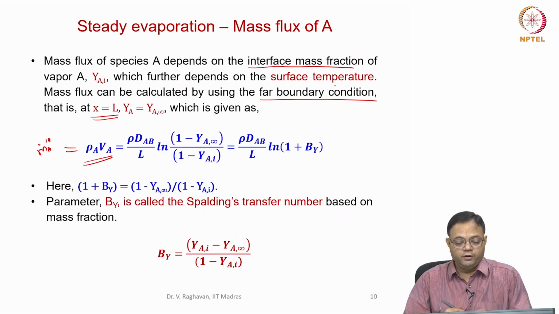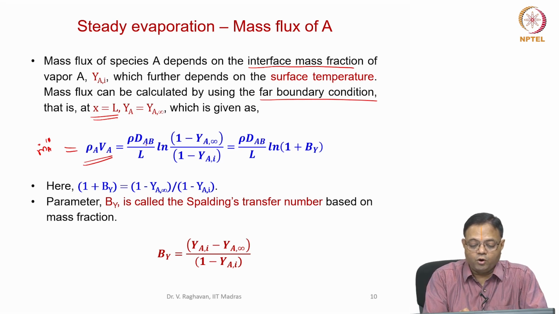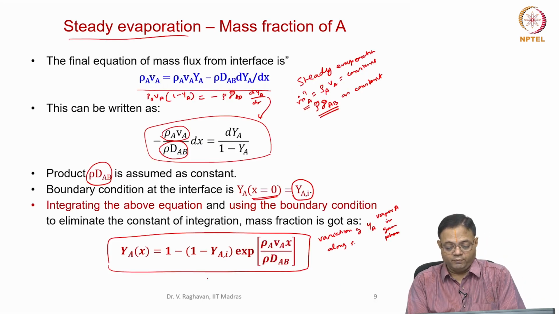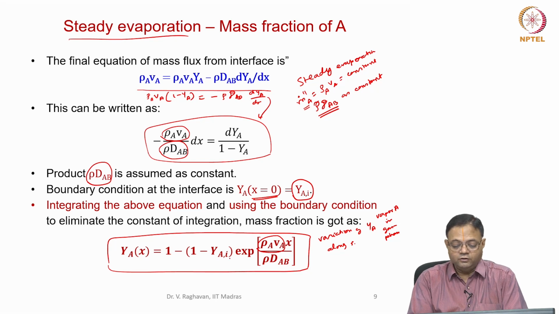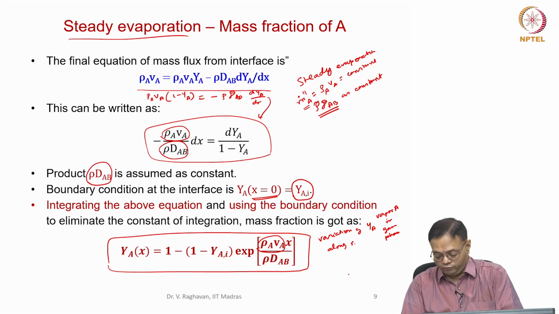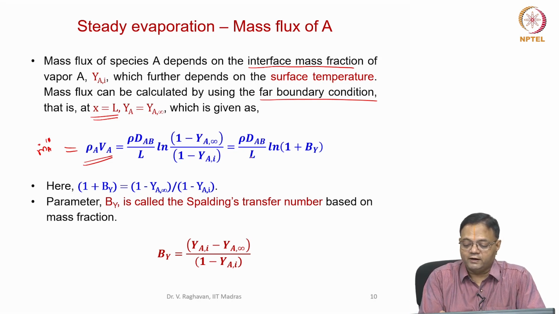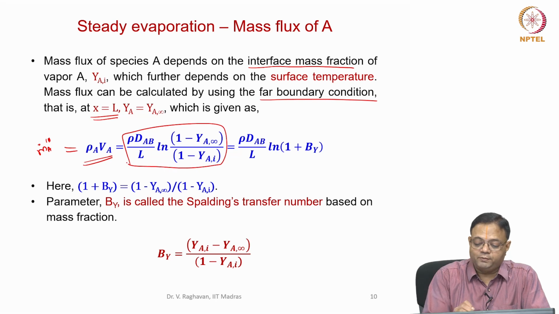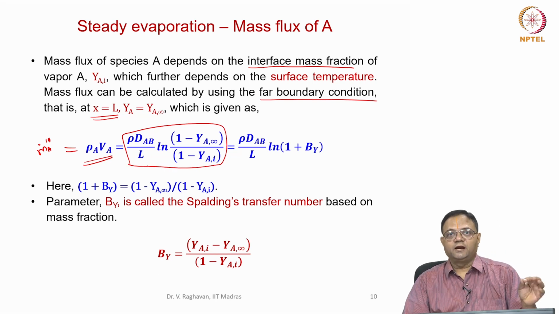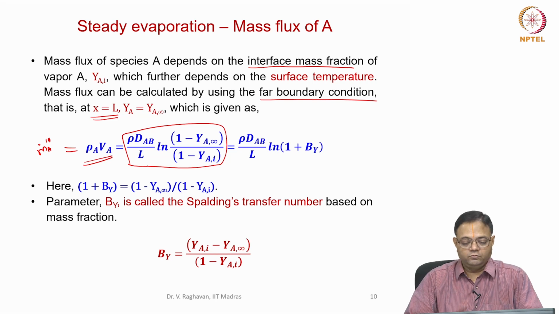So, that boundary condition I use here, and I get the expression like this, rho A V A equal to rho D A B by L. See, from this expression I find rho A V A, writing this 1 minus y A x divided by 1 minus y A i, that in the natural logarithm will give you this. So, just use this equation and apply the boundary condition at y A infinity, so that I get L instead of x, and y A infinity instead of y A x. So, I get this expression. This expression is the mass flux for steady evaporation of a species A into a mixture of A and B, where B is another gas.